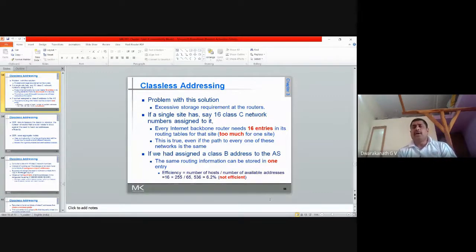Now coming to the next concept: if we had assigned a class B address to the AS, what do you mean by this? Autonomous system. The same routing information can be stored in one entry. Observe the difference here. For a router, 16 entries should be there.